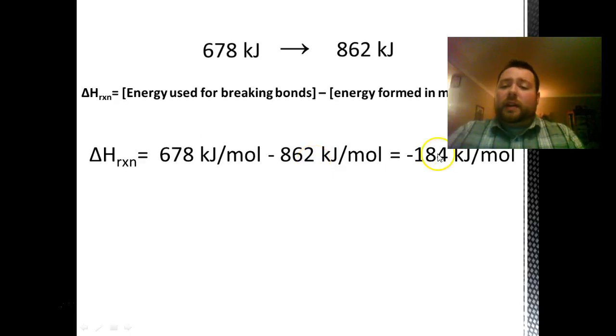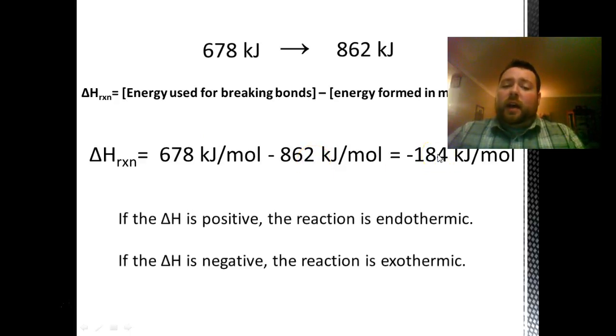So that's why that negative number is telling us that it's an exothermic reaction. So if the delta H, the change in enthalpy, is a positive number, say the reaction is endothermic, it needs to absorb more energy in order to form these products. If the delta H is negative, then the reaction is exothermic, that is giving off excess energy.